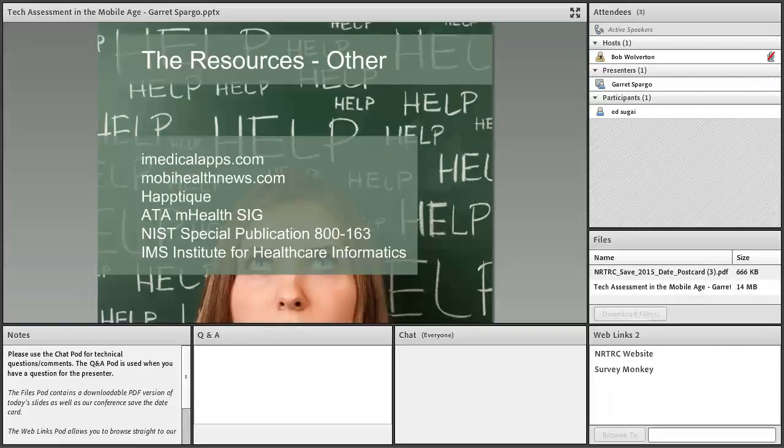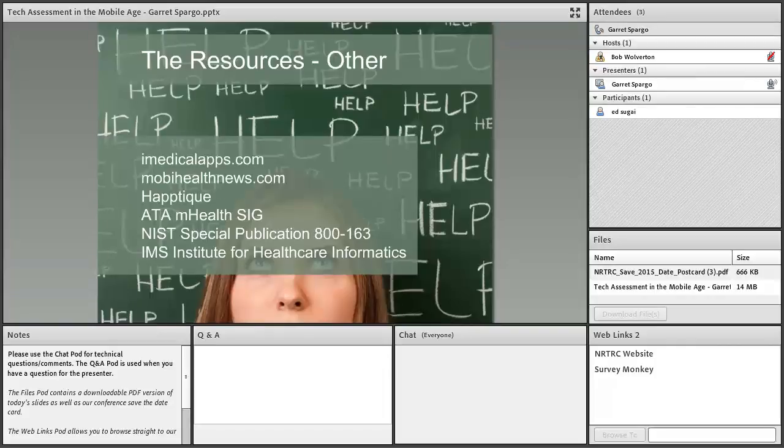There's the ATA mHealth SIG that has a lot of discussion on these topics. There's a recent publication that came out through NIST, Special Publication 800-163, which is a draft document right now, Technical Considerations for Vetting Third-Party Mobile Applications. And this gets into a bunch of the more technical nitty-gritty details of doing an assessment. I really recommend that you look at it, both to provide feedback if you desire to, but also just to get a good sense of how they approach this. They have very specific tests they recommend. They look a lot at security issues, which is very important with mobile. And really, they have quite a good document there.